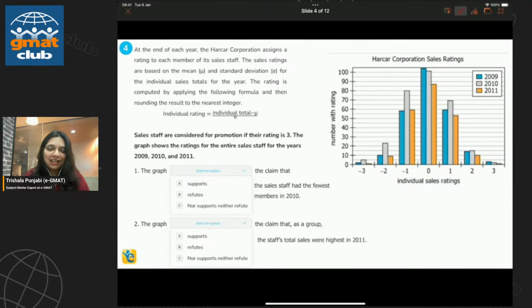Now let us look at this data set. What is this data set saying? So this says that at the end of each year, the Harkar Corporation assigns a rating to each member of its sales staff. Okay, so basically, let's say there are 10 staff members.